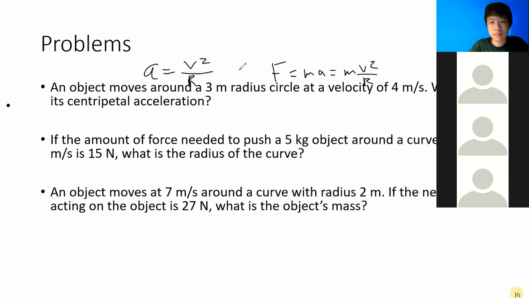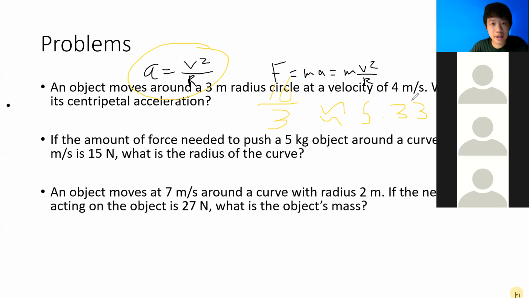So you just use the formula a equals v squared over r, this one, and you substitute 3 for r, and you have a velocity of 4 m/s. So 4 squared is 16. And when you put that in the calculator, that is roughly 5.33 or 5 1/3. Yep, that's exactly how you do it.